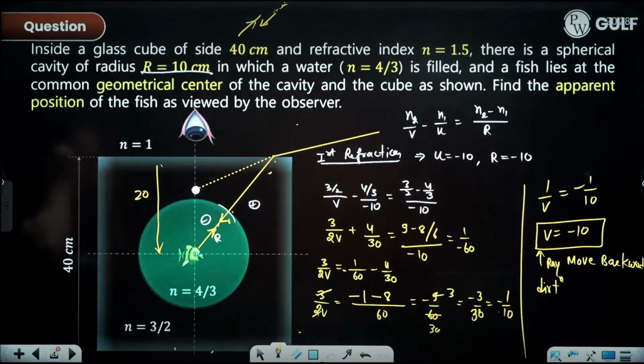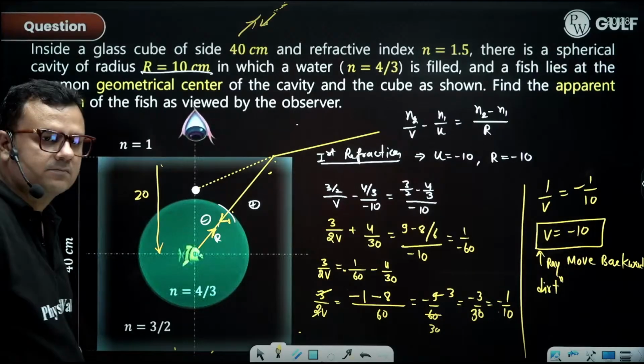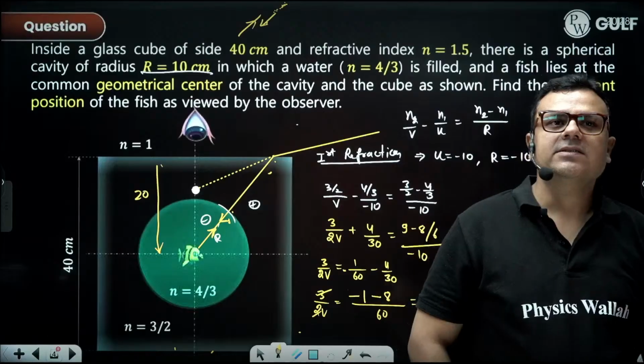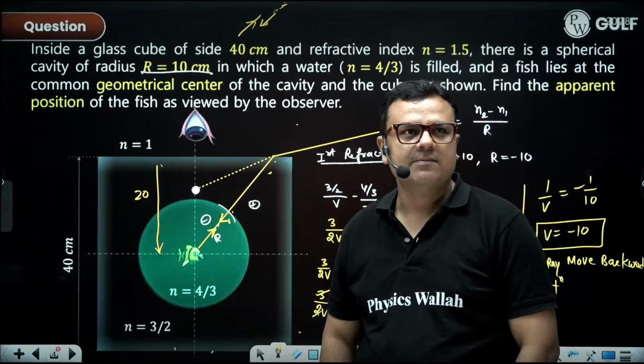Now, sir, I still couldn't understand the virtual ray. Can you explain again in simple terms? I didn't get it. Virtual means if ray changes path.